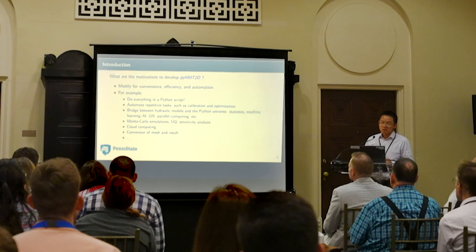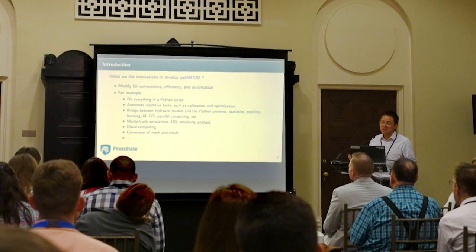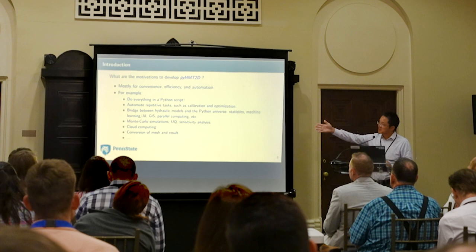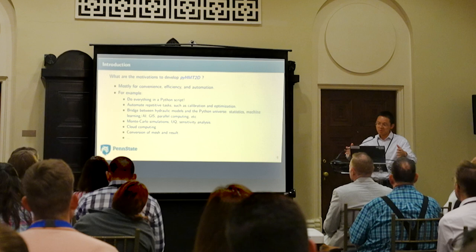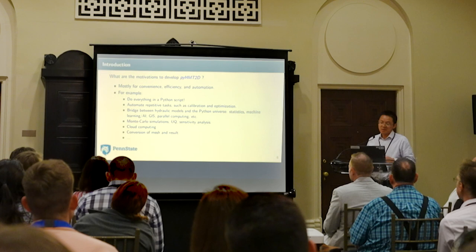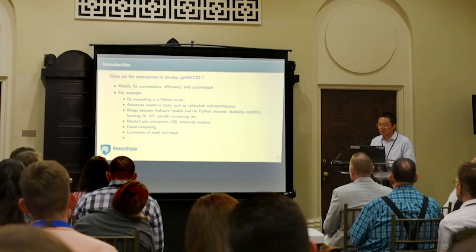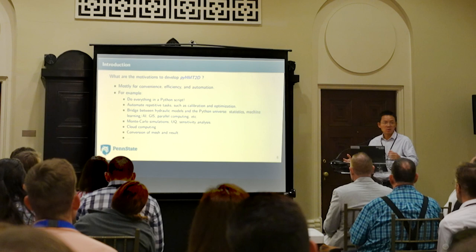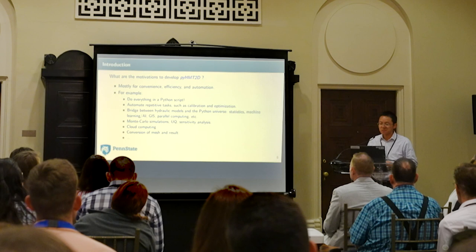So I already mentioned a lot about the motivation of doing this. Basically, it's for convenience, efficiency and automation. I have listed a couple of use examples here. You do everything in the Python script. You just have this script, and then you let it run, and it can do whatever you want inside. Automate the repetitive tasks, such as calibration, optimization. And then it can bridge the hydraulic models with the Python universe. In the Python universe, there are a lot of very powerful and useful packages, for example, to do statistics, or uncertainty analysis or sensitivity analysis.